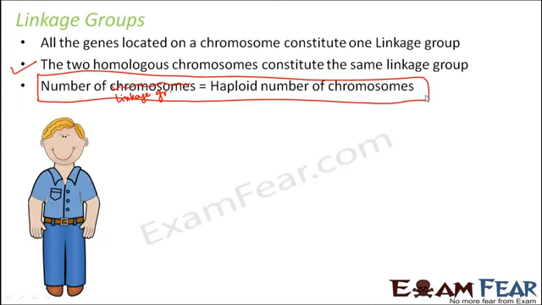If you take the example of human beings, how many total chromosomes do we have? We have a total of 46 chromosomes, so we have 23 pairs of homologous chromosomes. Correct? So how many linkage groups do we have? We will have 23 linkage groups, because both chromosomes of a homologous pair are under one linkage group. So basically the number of pairs of homologous chromosomes, or the haploid number of chromosomes, which is half the total number of chromosomes, is equal to the number of linkage groups.